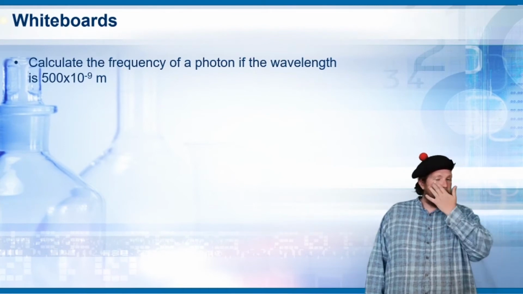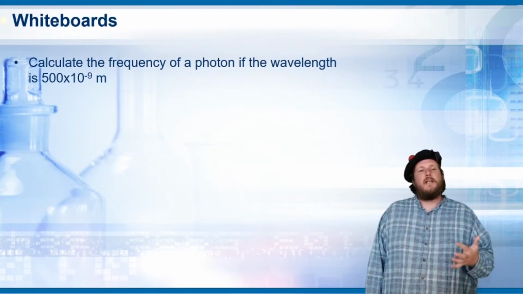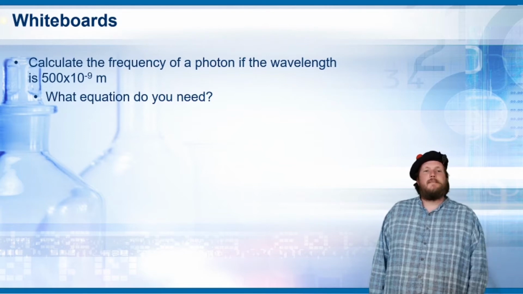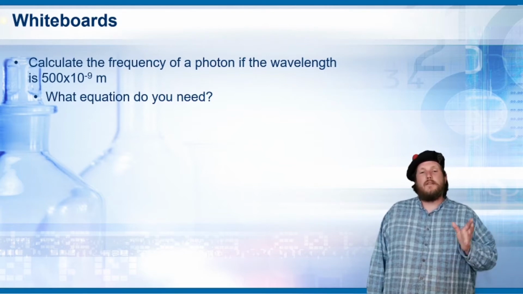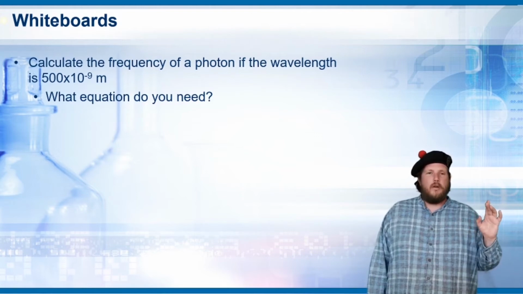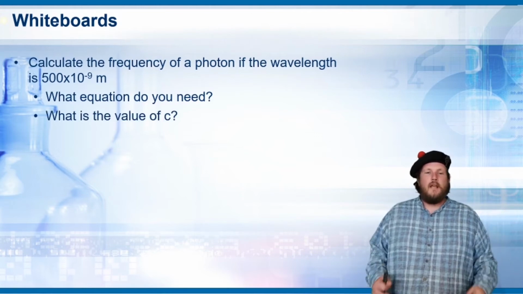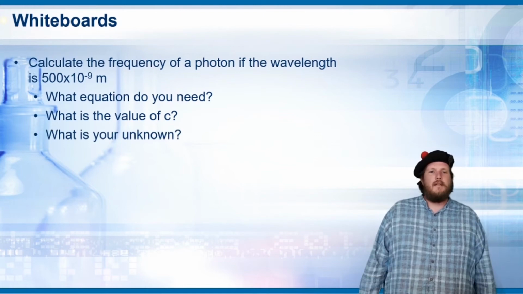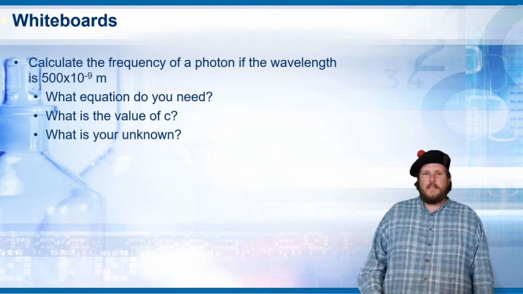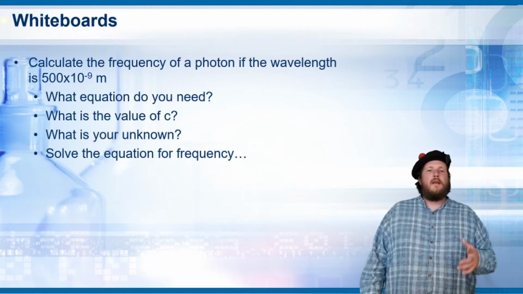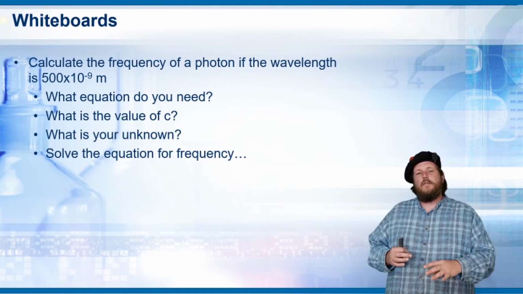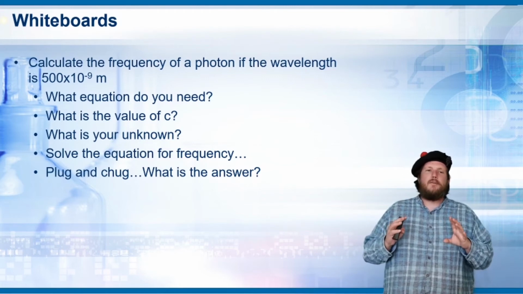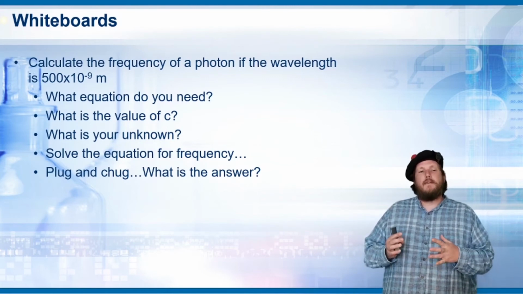Next problem: calculate the frequency of a photon if the wavelength is 500 times 10 to the negative 9th meters, or 500 nanometers. What equation do you need? We're calculating a frequency from a wavelength, so we need C is equal to lambda nu, the speed of light equals the wavelength times the frequency. The value of C, again, is a constant, 3 times 10 to the 8th meters per second. Our unknown is the frequency. Solve the equation for frequency: frequency, or nu, is equal to C over lambda, the speed of light divided by the wavelength. Plug those numbers in: 3 times 10 to the 8th meters per second, divided by 500 times 10 to the negative 9th meters, and we get our answer.